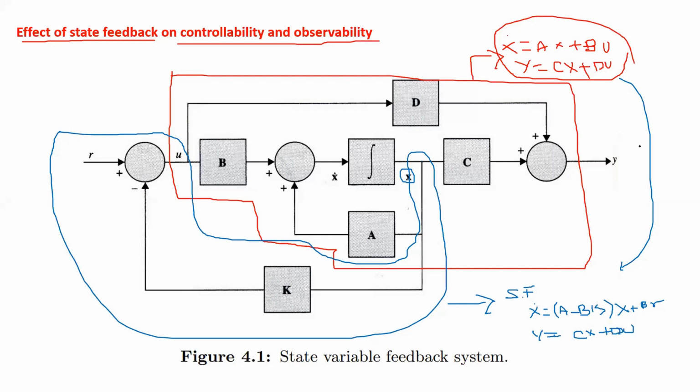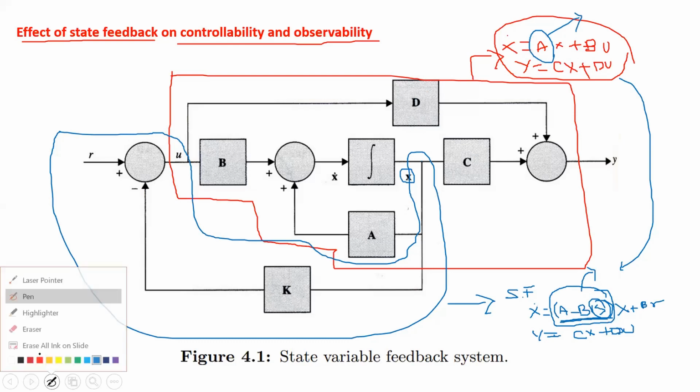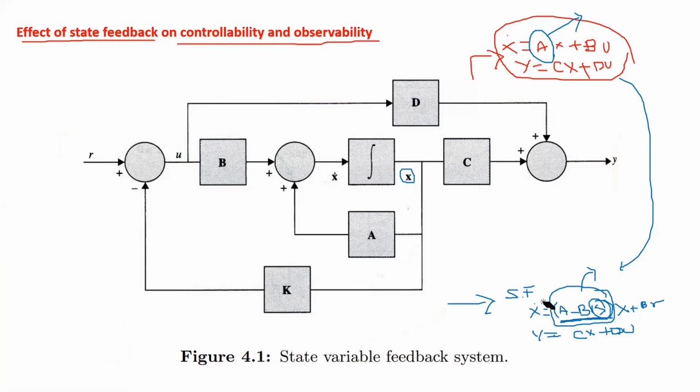Now compare the red and blue equations. What is the change in the matrix A? Before connecting the state feedback, the matrix A is the original matrix of the second order system. But when you connect the state feedback, matrix A is replaced by A minus BK. Look at this, this is the main comparison. Based on the value of K, the eigenvalues of the system, or roots of the polynomial, can be placed either on the left side or right side of the S-plane, so that we can decide the stability of the system. That is what we are going to explain.